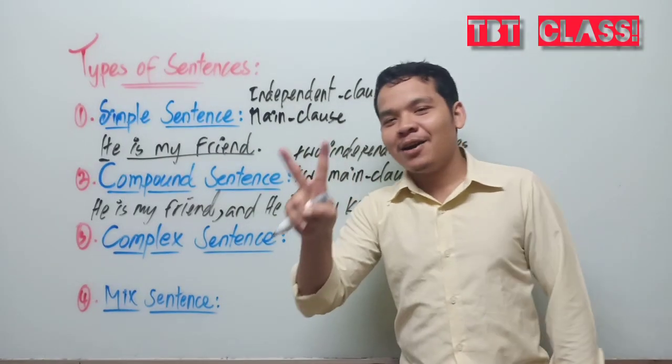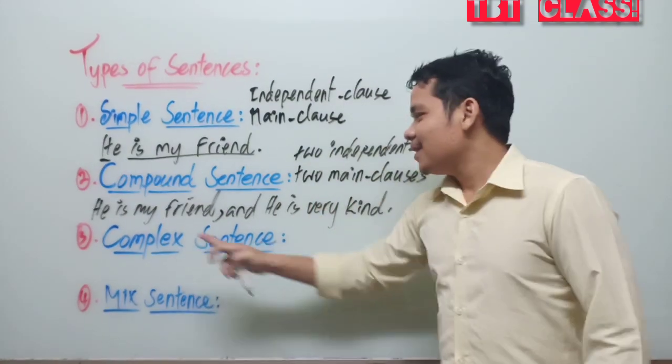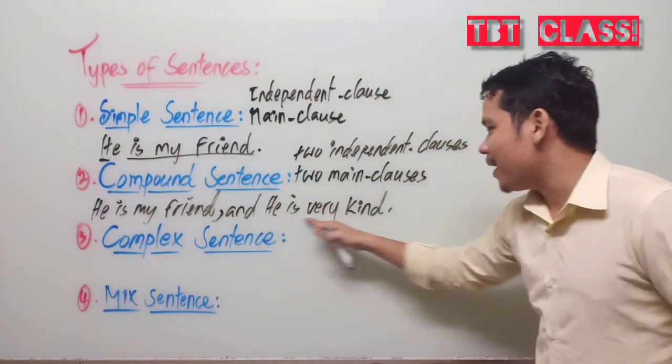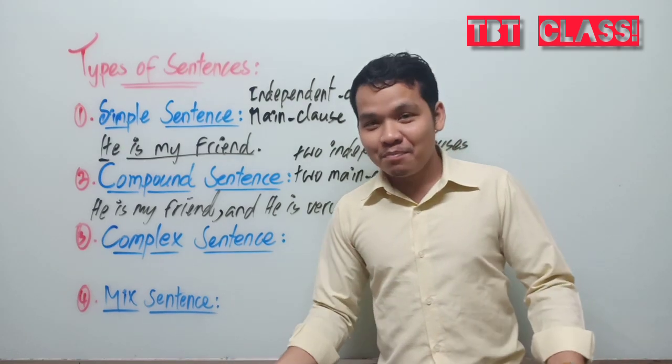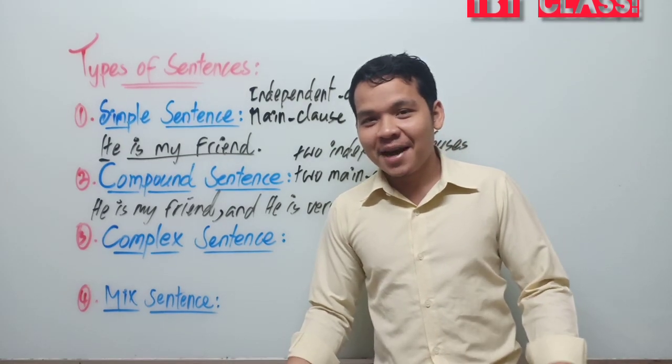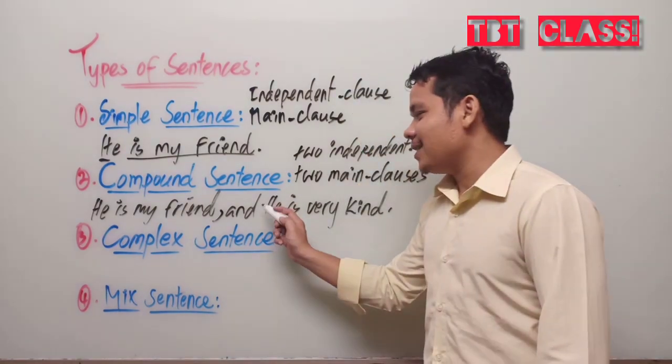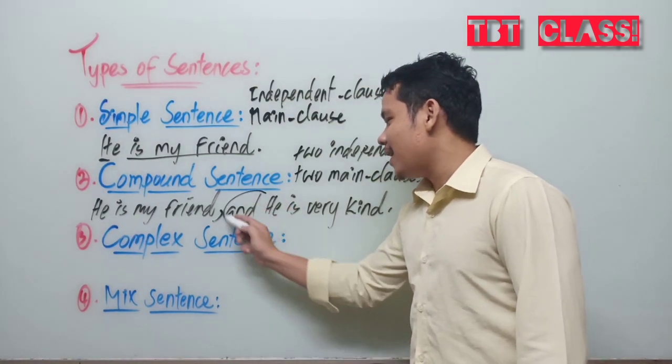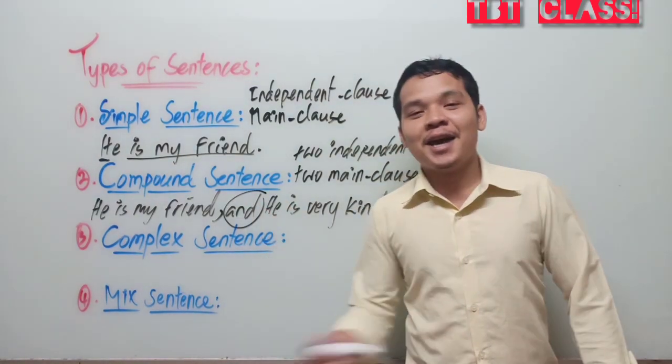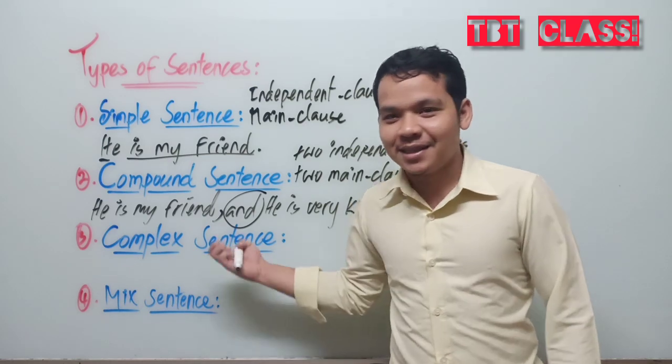You see, two main clauses combined together. Main clause and main clause. Combined by what? Combined by a coordinating conjunction. So what is a coordinating conjunction? Okay, this one, coordinating conjunction. So I will let you know in the next video about this.